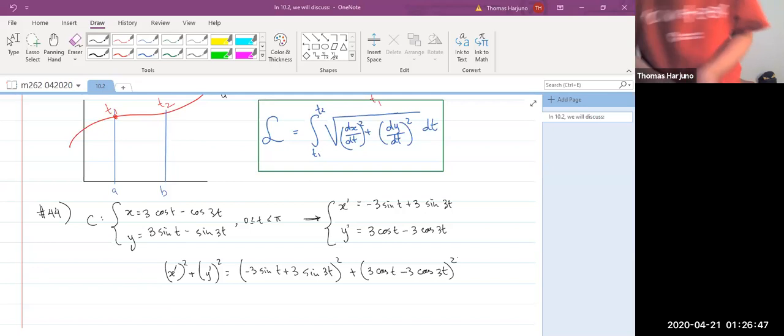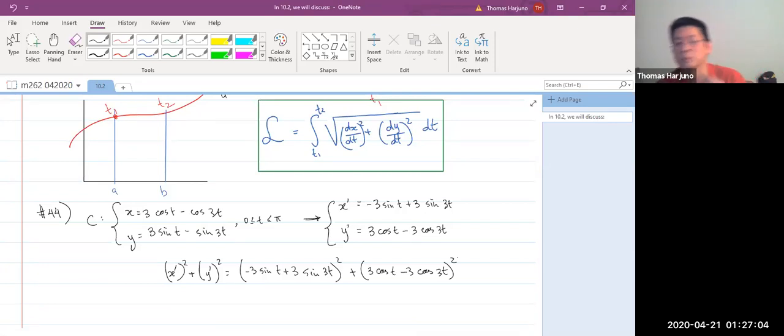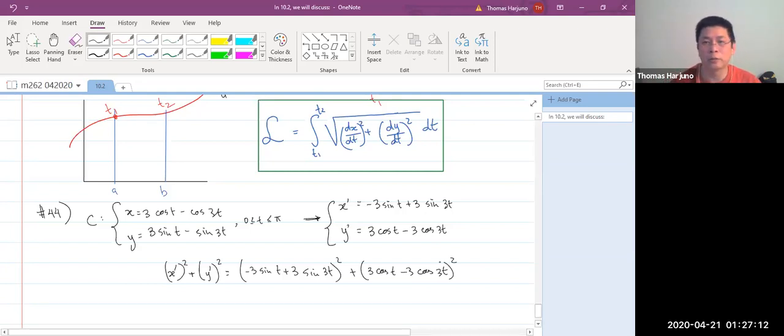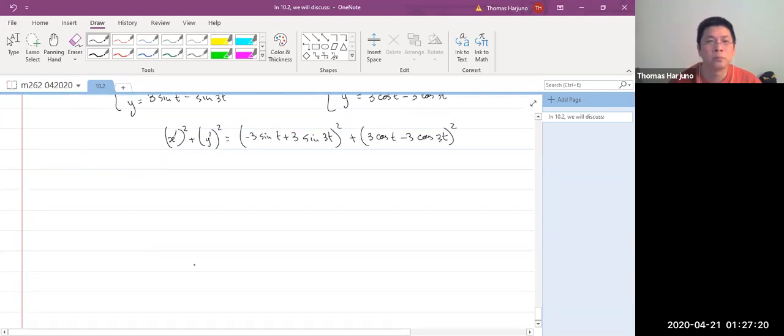Give me a second. Okay, then do the algebra from there. Yeah, you can do the algebra from there. This is 9 sine squared t minus 18 sine t sine 3t plus 9 sine squared 3t, plus, let me continue at the bottom. I hope then you see the pattern.